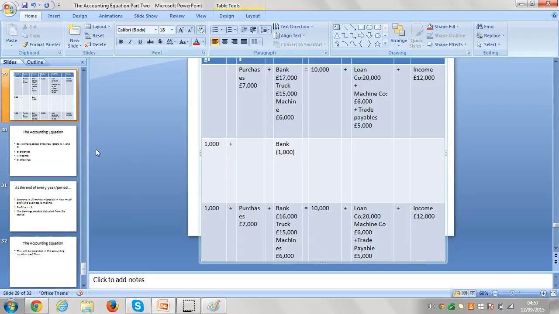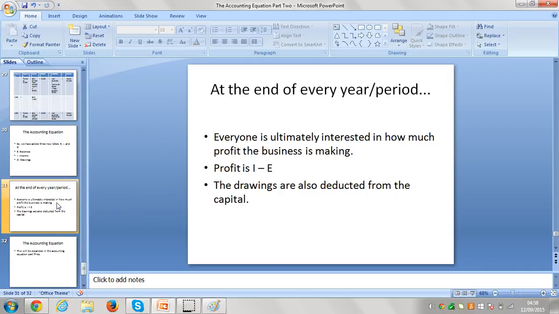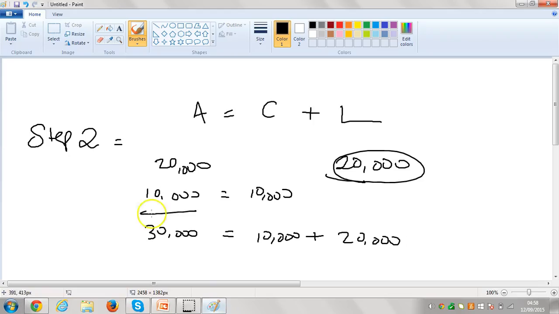Okay, so you've learned a couple of new concepts today. We've added 3 new letters: E for expense, I for income, D for drawings. And that's how they fit into the accounting equation. At the end of the year, what we're ultimately interested in is profit. So let's play around with this so you can really see what the fun is in this.